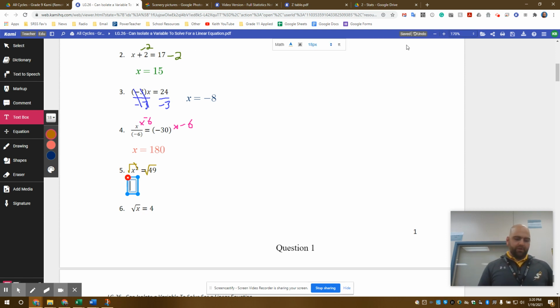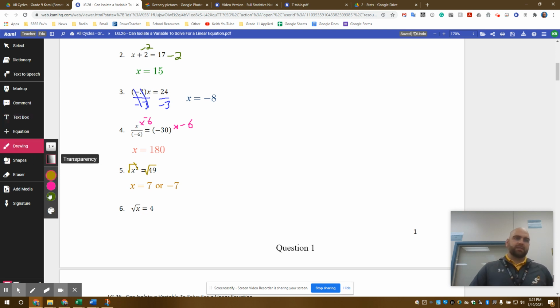And so the square root of x squared is just x, and the square root of 49 is 7, or -7. Okay, and again, because when we take a square root, we're not sure which one we actually used. We could have used either or, and that's why there are two different answers to this question.